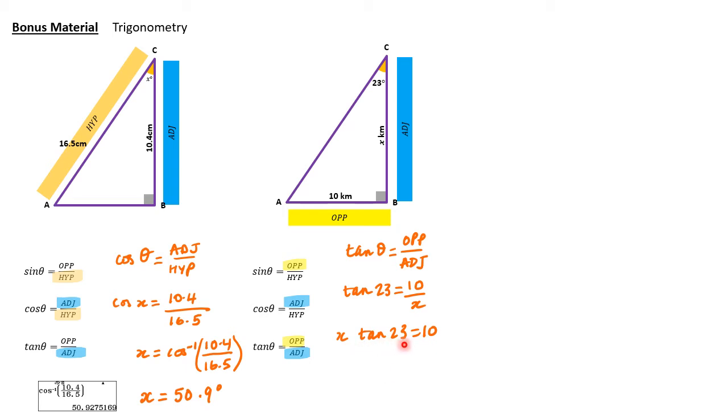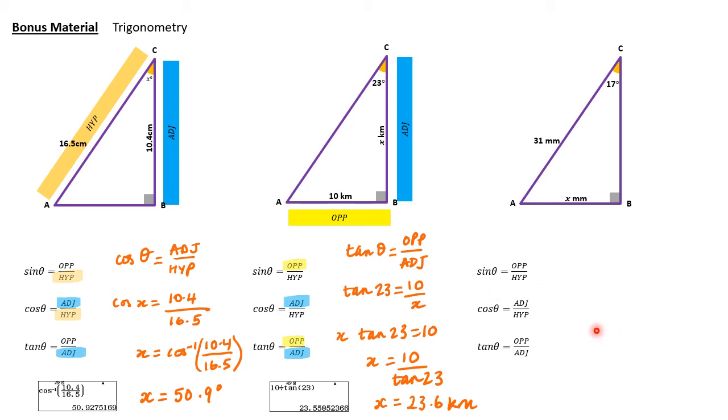Now to get rid of tan 23, I'm going to divide by tan 23 all in one go. So I've got 10 divided by tan 23. It might look like that on your calculator, or you can put it in as a fraction. So x comes out to 1 decimal place to be 23.6 kilometres.